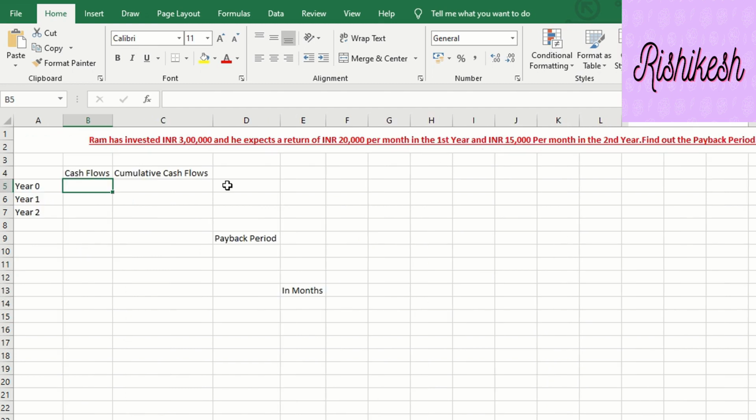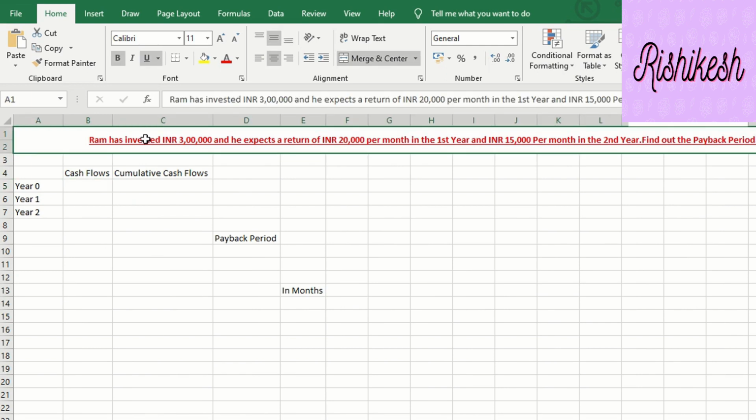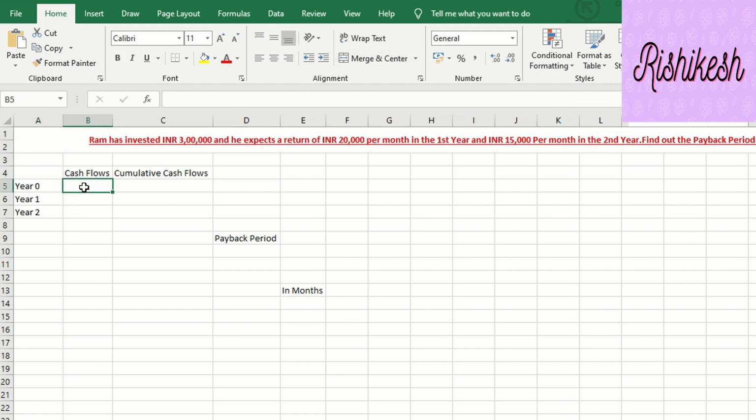Now let us take another example to explain this concept of payback period. In this case, Ram has invested 3 lakh rupees and expects a return of 20,000 per month in the first year and 15,000 per month in the second year. Find out the payback period. So payback period is basically the period in which you can recover your cash outflows, means you can recover your investment, right? So in year 0, means in the beginning, Ram has invested 3 lakh rupees, means there is a cash outflow, means cash has gone out, and cash outflow is denoted by a negative sign. So there is a cash outflow of 3 lakh rupees, right?